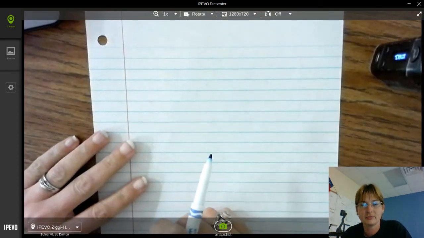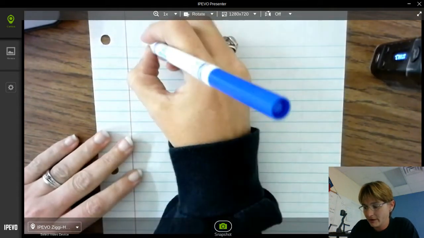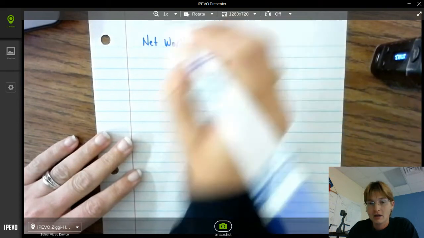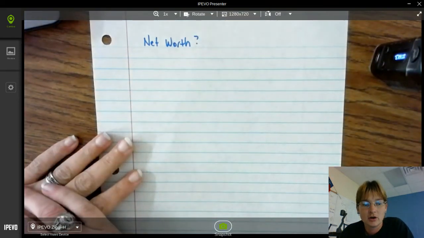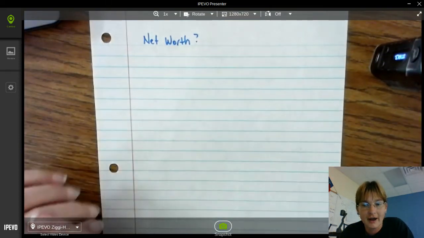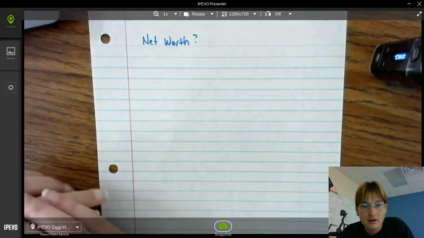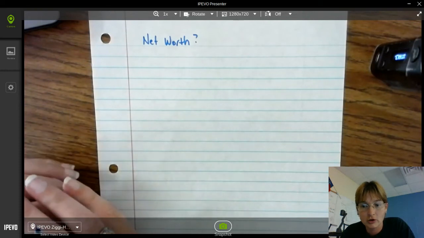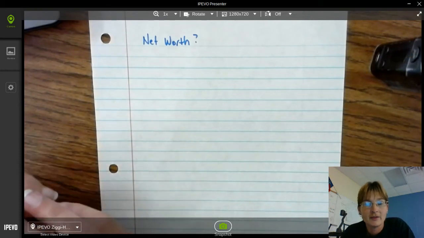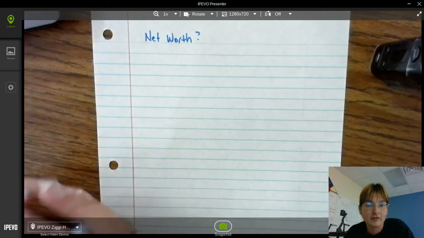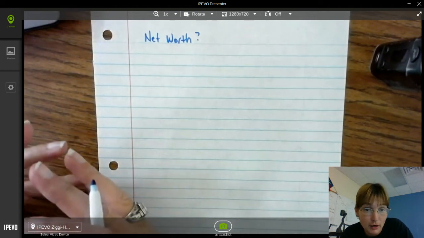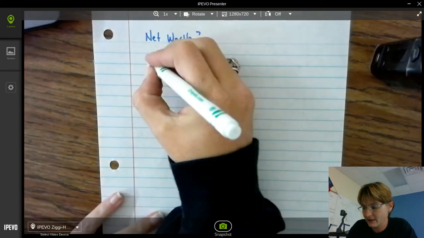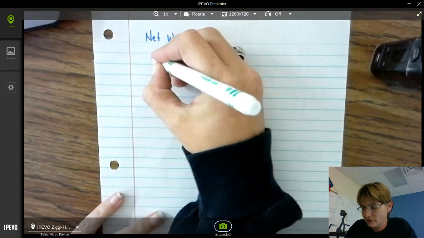Okay, so now that we've talked about assets and liabilities, we're going to look at calculating our net worth and what that looks like. Your net worth is going to be the assets that you own, subtracting your liabilities from that, which are what you owe. That gives you how much everything is worth and how much money you're worth. So let's go ahead and get a list together.